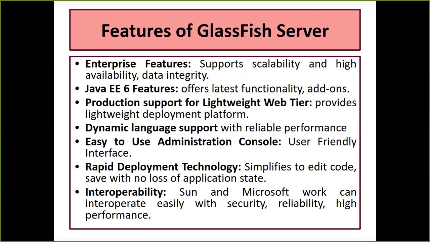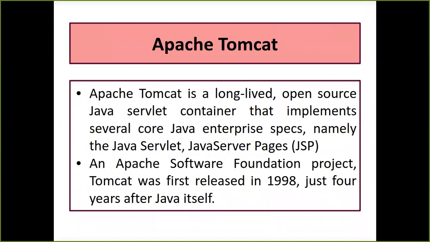Next feature is interoperability. That means Sun and Microsoft work can interoperate easily with security, reliability, and high performance. So interoperability means you have an inter-platform option. It is obvious for what purpose we are using it: it's Java, and Java is always considered a platform independent language. So it also gives me an option of interoperability. We can have any platform and it can easily interoperate with security, reliability, and high performance. Now this was all about your Glassfish server.